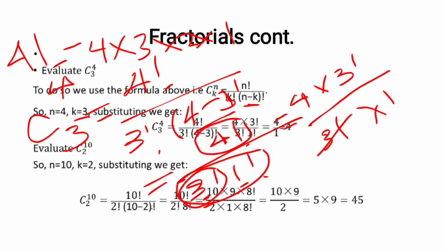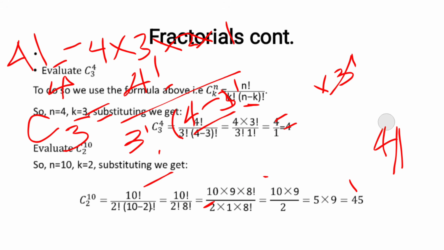So this 3 factorial will cancel this 3 factorial. What are we left with? That's 4 over 1, right? And 4 over 1 is what? The same as 4. So the final answer is 4. So that's the value we're looking for. Okay, so let's see.